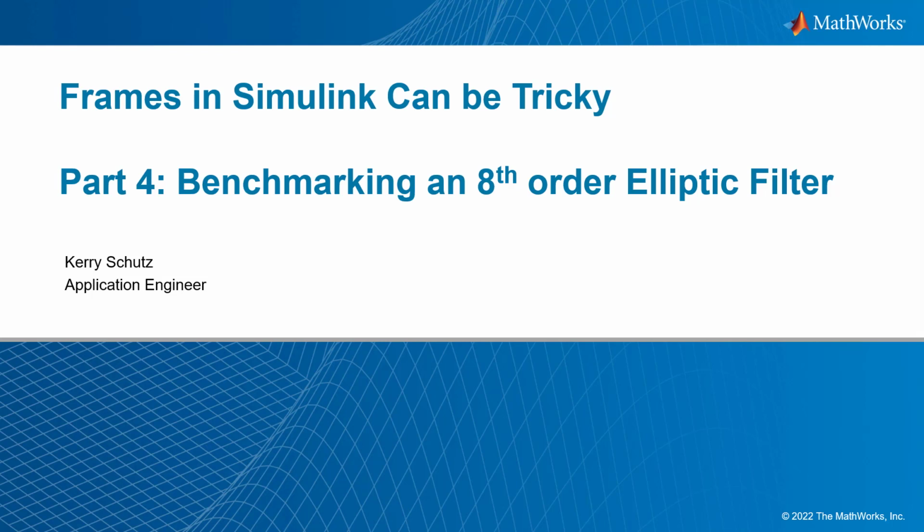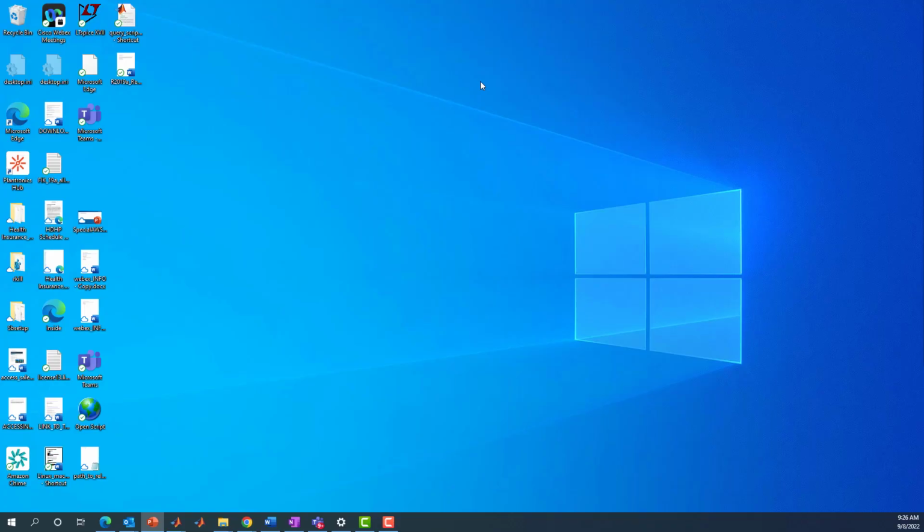So in this part 4, we're going to focus on benchmarking an 8th order elliptic low-pass filter. So something a little bit more than what we've looked at in the previous videos on this topic of frames in Simulink. We're going to cover how you do benchmarking, and some of the subtle details of it along the way. So I hope that's also helpful. And then we'll look at many variations of how one could implement this elliptic filter and what impact those different implementations have on speed. So let's jump over to the tools.